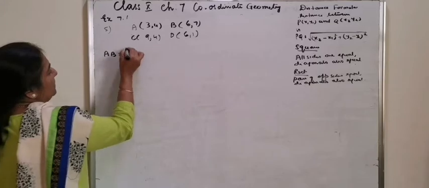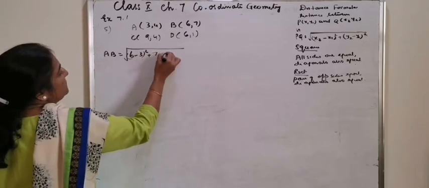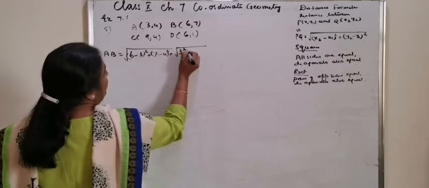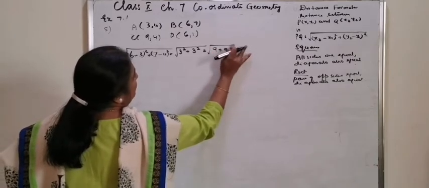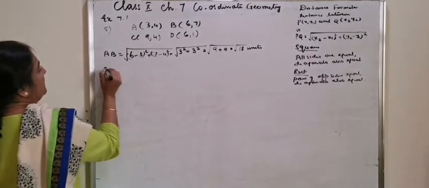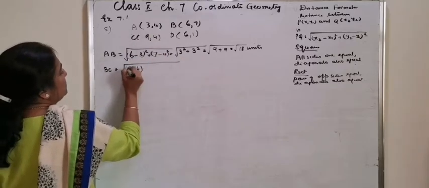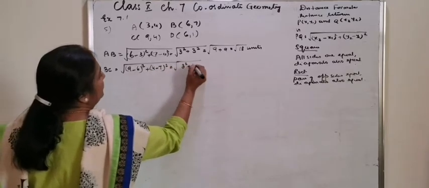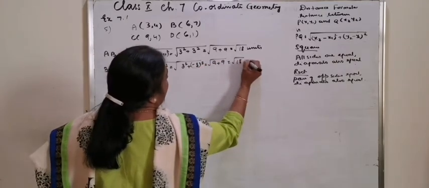AB is equal to square root of (6 minus 3) the whole square plus (7 minus 4) the whole square, which is the same as 6 minus 3 is 3 square plus 7 minus 4 is 3 square, square root of 9 plus 9, or it is root 18 units. What will be BC length? (9 minus 6) the whole square plus (4 minus 7) the whole square, square root of 3 square plus minus 3 square, root 9 plus 9, again root 18 units.